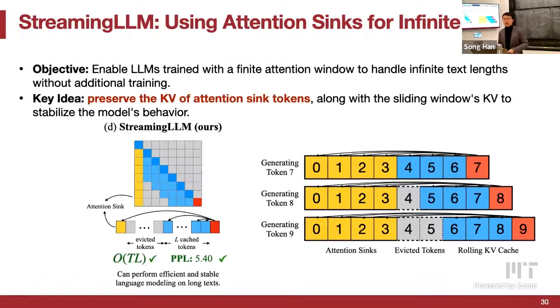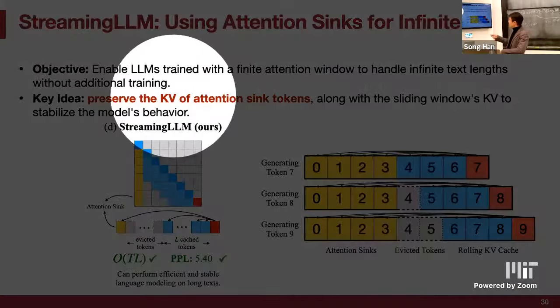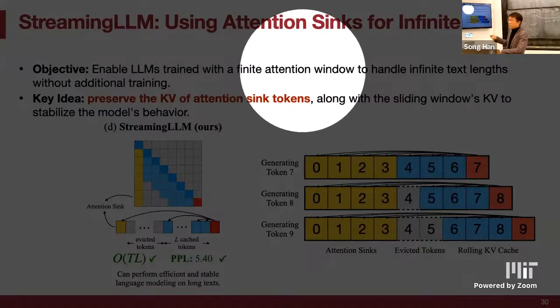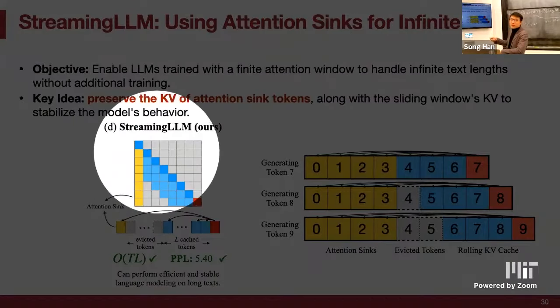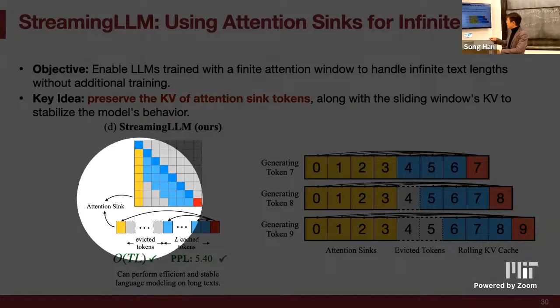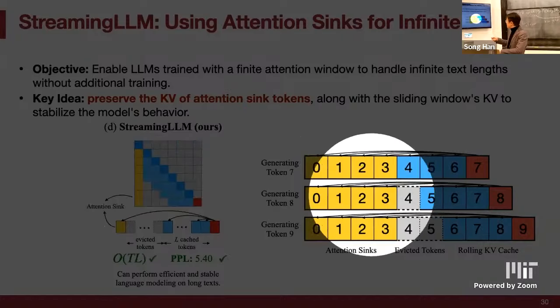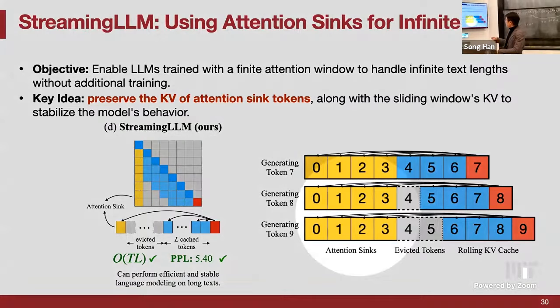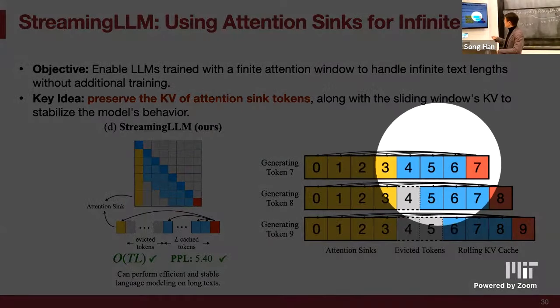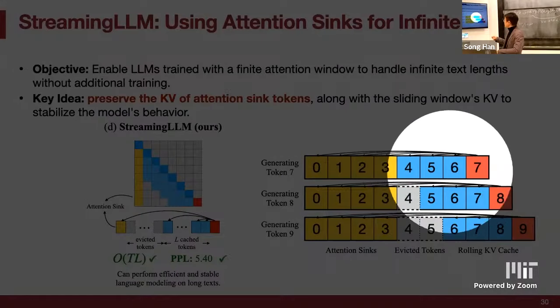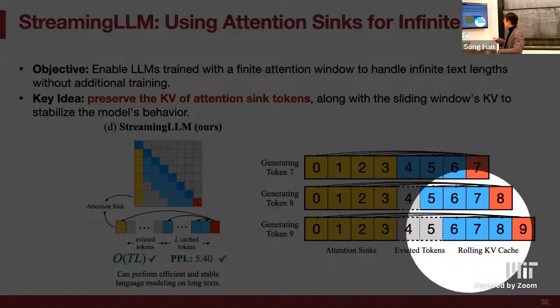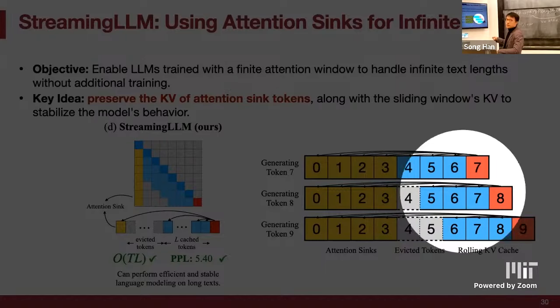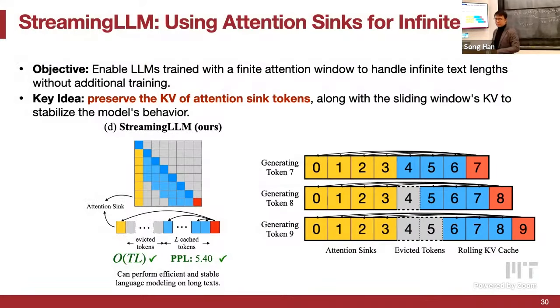So what should we do? Given the attention sinks, we should preserve the key and the value of attention sink tokens. Never evict them from the KV cache. Just always have these yellow attention sinks in the KV cache, and then we keep a sliding window for the later tokens 4, 5, 6, 7, 5, 6, 7, 8, 6, 7, 8, 9, using such a windowed KV cache.